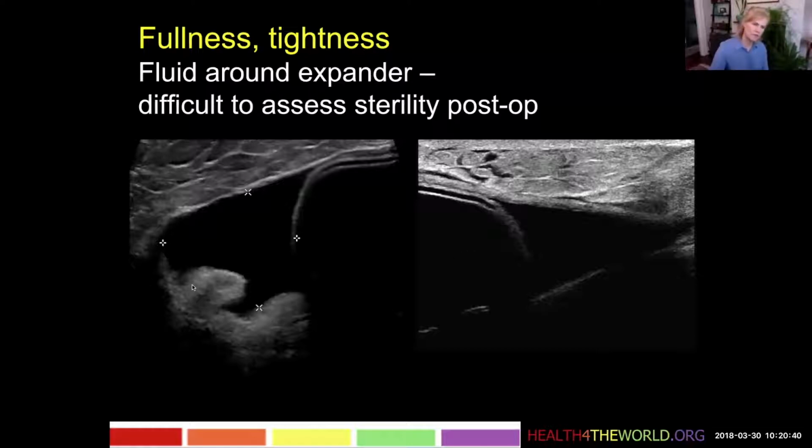On the right, we see a little bit more heterogeneous material here. This could be some hematoma or inflamed tissue. The tissue on the left is smoother and thinner. Of course, we cannot determine sterility or infection. The only way to do that for sure is to take a sample of the fluid and culture it, but we can say that one side looks more suspicious than the other.